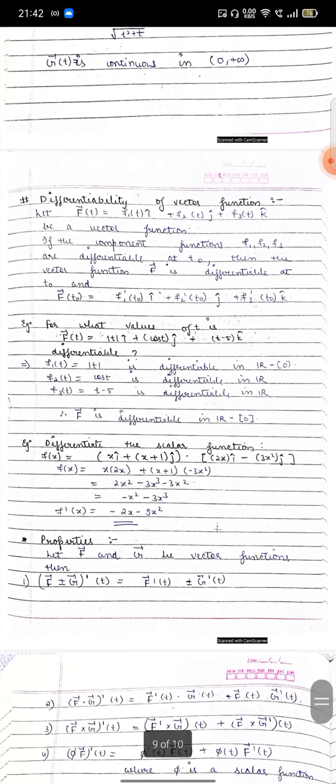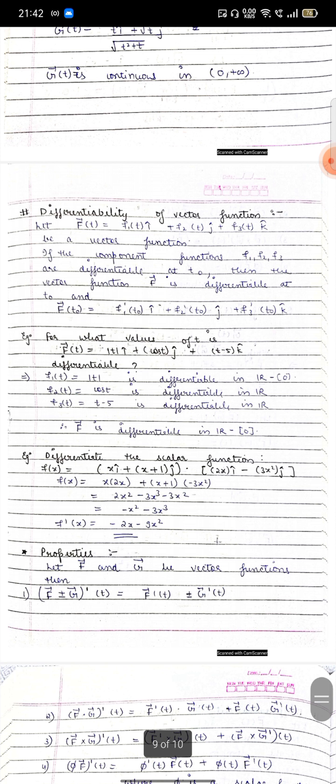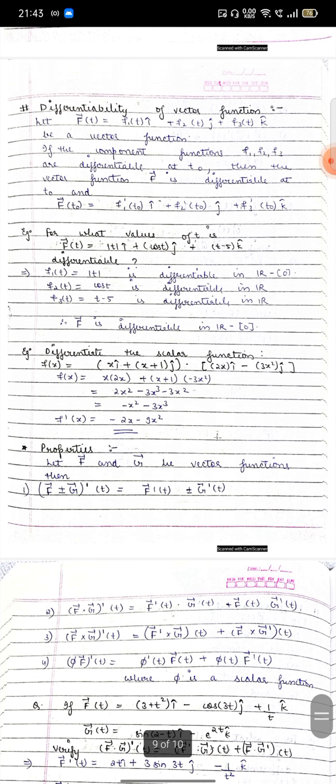Then we will find the differentiability of vector functions. Let f(t) = f1(t) i + f2(t) j + f3(t) k be a vector function. If the component functions f1, f2, f3 are differentiable at t0, then the vector function f is differentiable at t0, and f'(t0) = f1'(t0) i + f2'(t0) j + f3'(t0) k.